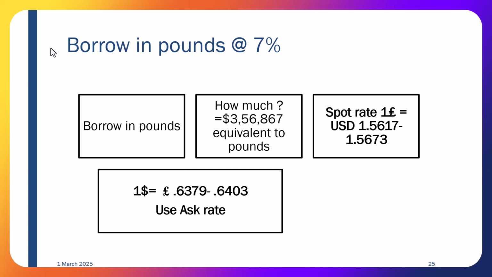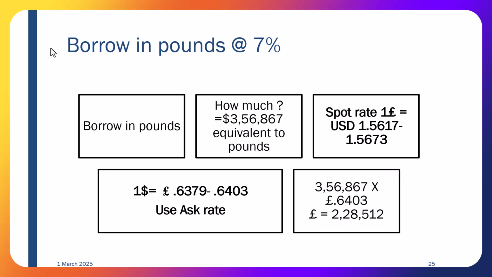Fine. So the rate is given in pounds. You convert that into dollars, and use the relevant rate, which is again the ask rate here, because you are buying dollars. So you need 2,28,000 odd pounds. This much money will get converted. This is the money you require in England. You will borrow this much in England.